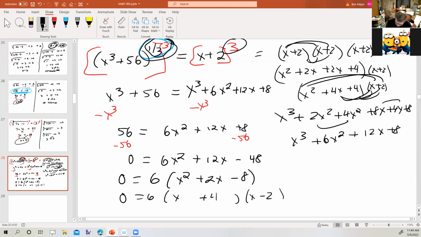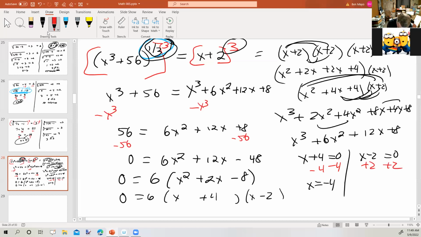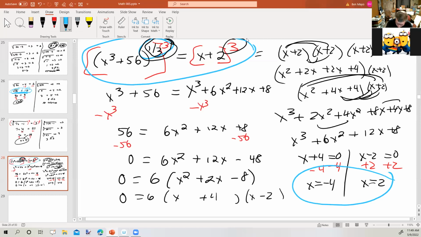Okay. So 6 equals 6, but x plus 4 equals 0, x minus 2 equals 0. If x plus 4 equals 0, subtract 4 from both sides and we get x equals -4. If x minus 2 equals 0, add 2 to both sides and we get x equals 2. All right, so let's go back and recopy the original equation and the potential solutions to see if they work where I have some room.